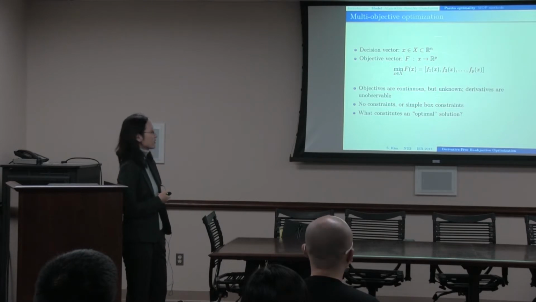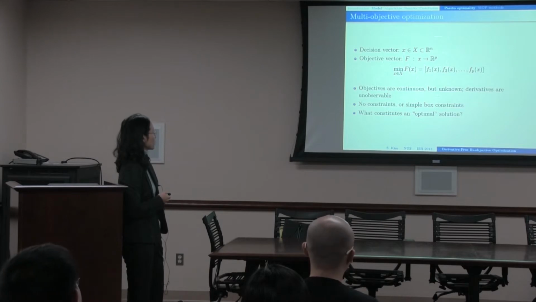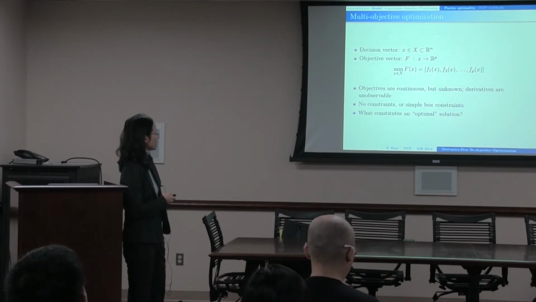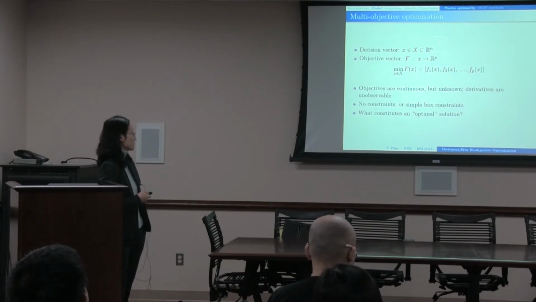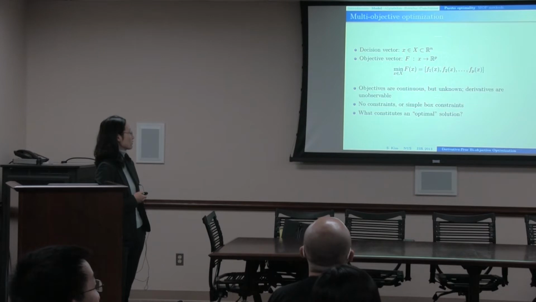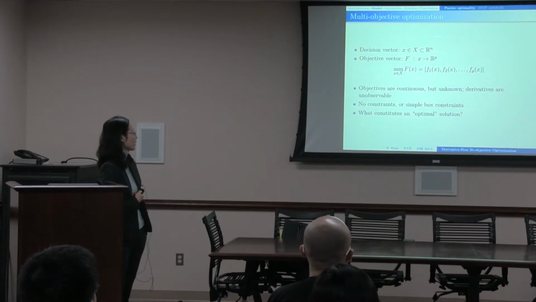So let's talk about the settings for multi-objective optimization. We try to minimize p different objective functions, and usually they are conflicting with each other. As we assumed before, this is completely black box optimization, so these objective functions are unknown, and the derivative is not available. In this case, we use basically simple constraints or no constraints. And now, how do we define the optimal solutions in the multi-objective case?